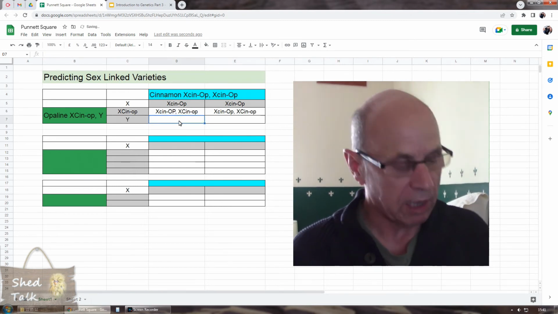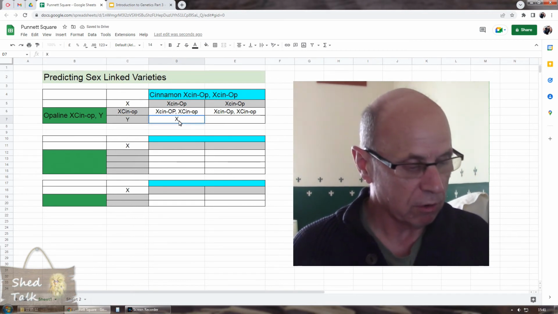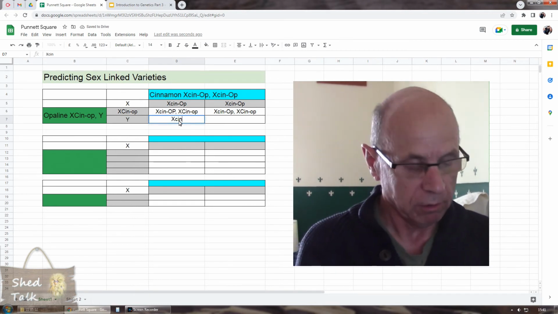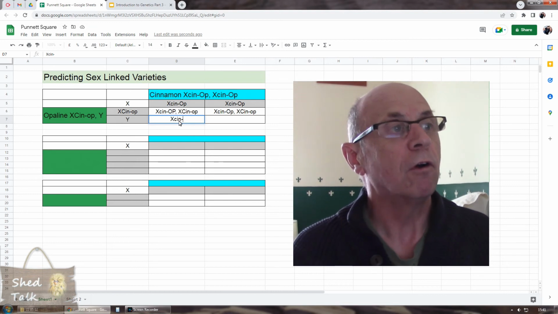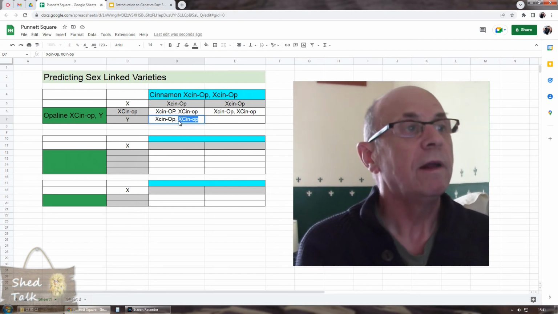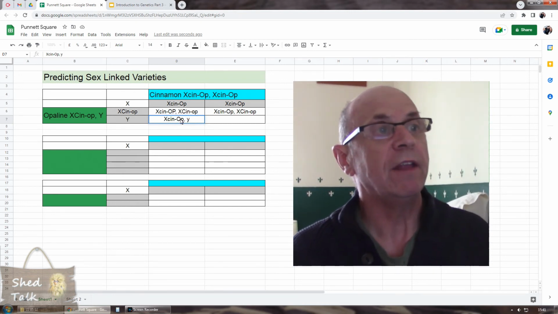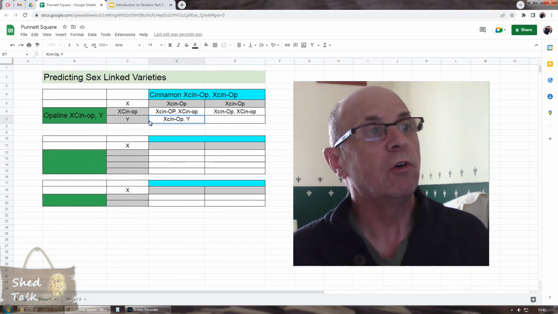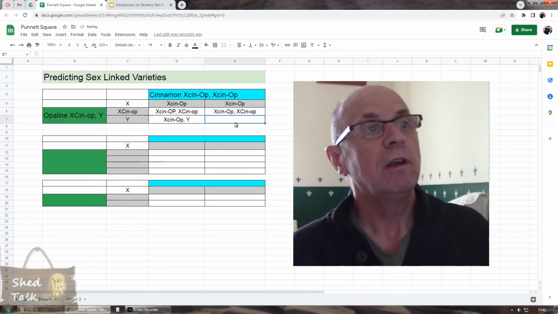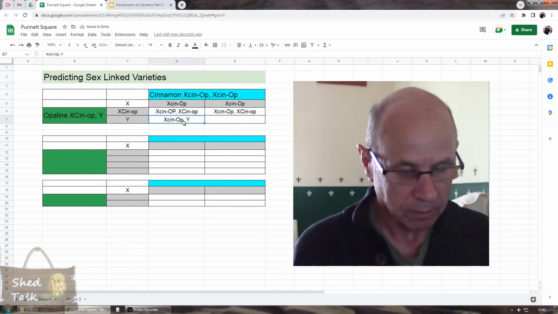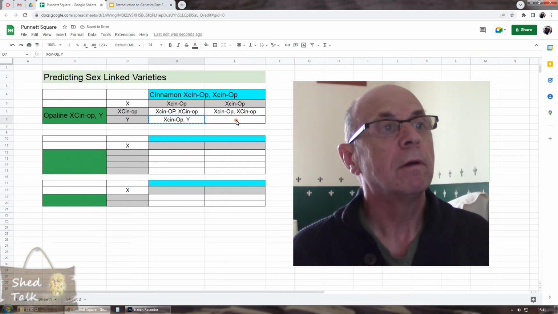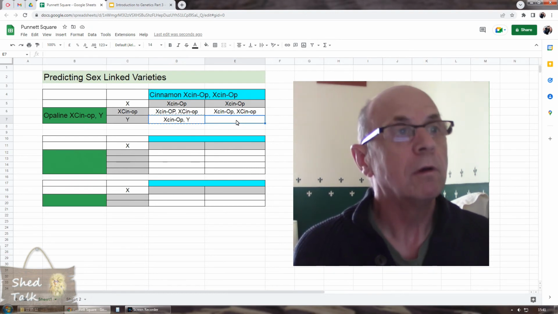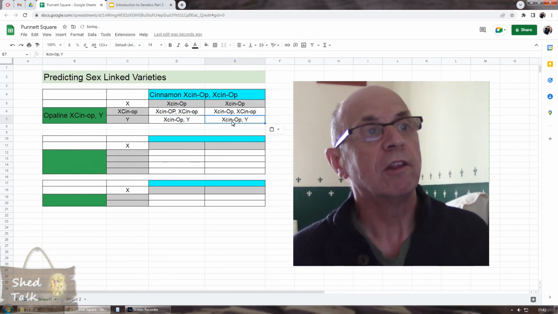So the hen will contain the X chromosome, which is cinnamon, from the cockbird, and it will contain a Y from the hen, the Y chromosome from the hen. So that bird there, so the hen will be cinnamon, and exactly the same here. It will contain the cinnamon.